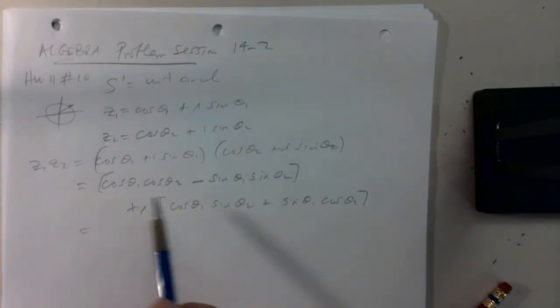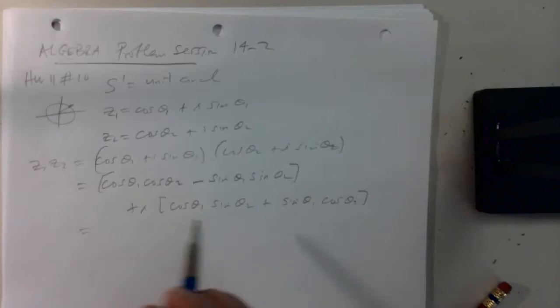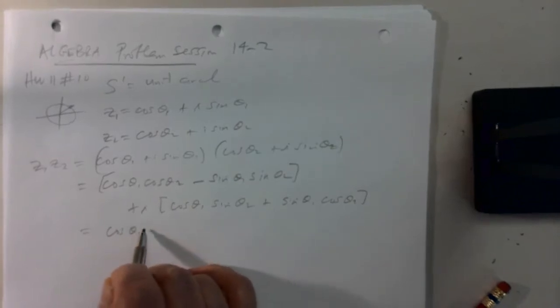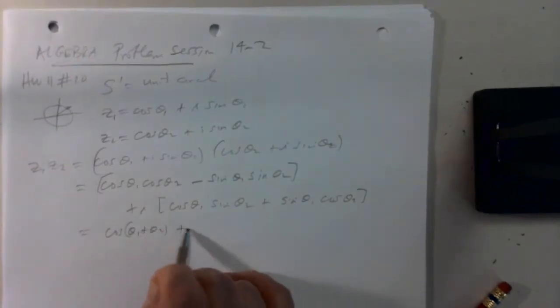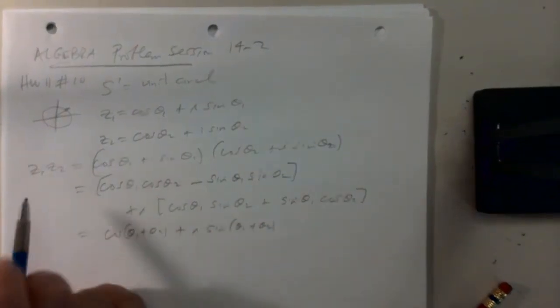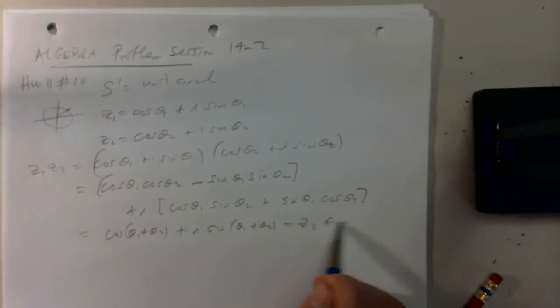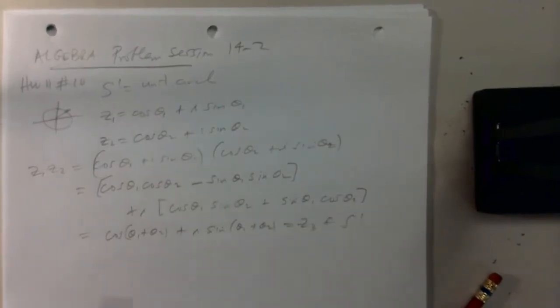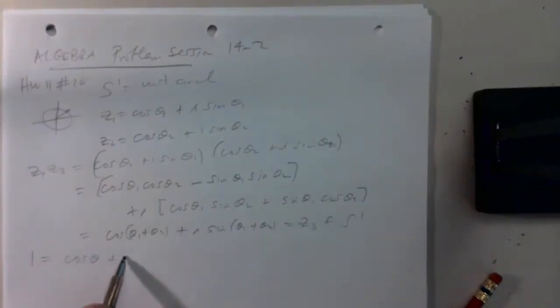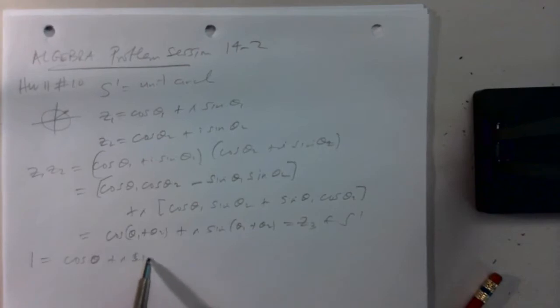And then you have to remember the addition formula for the sine and the cosine. We've used it many, many times in this course. This is just the cosine of the angle theta 1 plus theta 2, and this is the sine of the angle theta 1 plus theta 2. So this is some number z3 that's also in the unit circle. So this set of complex numbers of absolute value 1 is closed under multiplication.